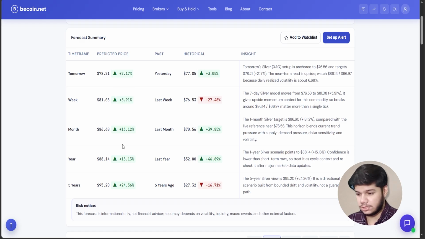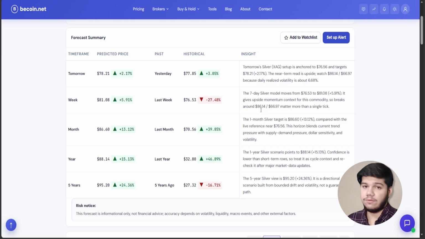Monthly is 86.86. The yearly is $88.14. The last year was 32. Similarly, the 5-year range. Now let's talk about the insight. The insight says tomorrow's silver setup is anchored to $76.56 and targets 78.21, which is plus 2.17%. The near-term read is upside. Watch $86.14 and $66.97 because daily realized volatility is about 6.68%.